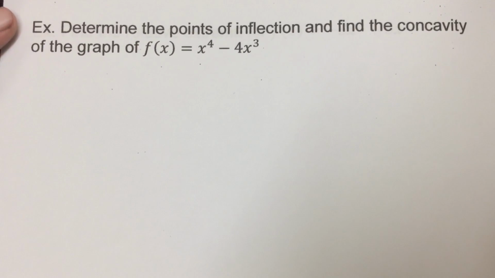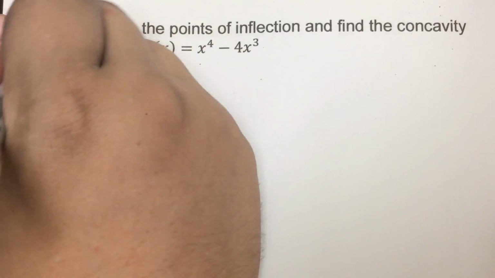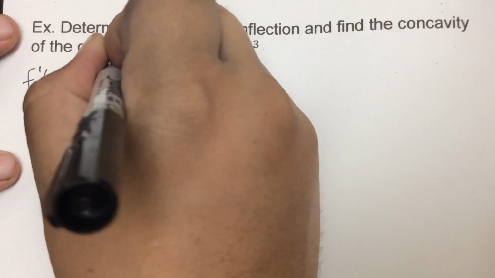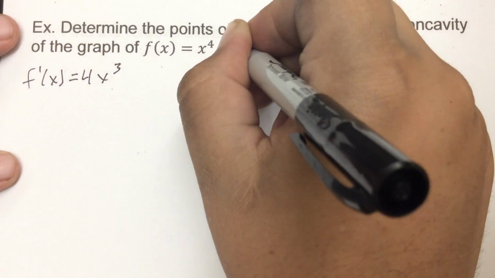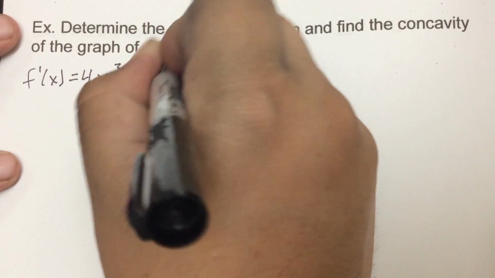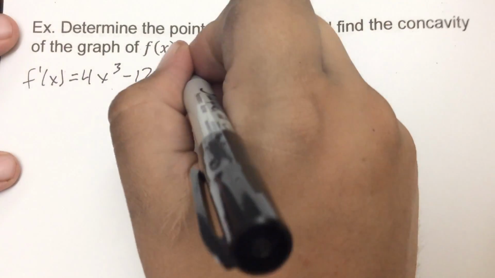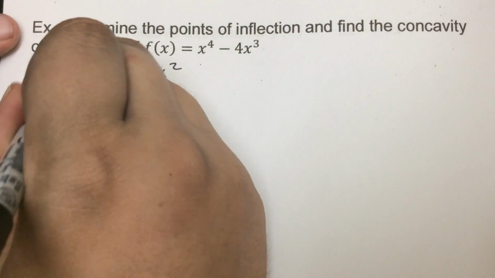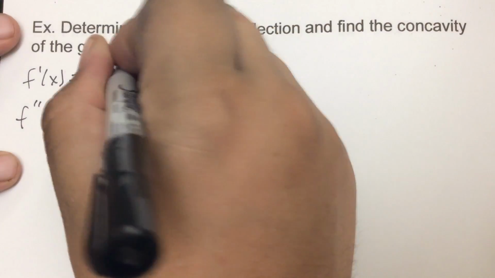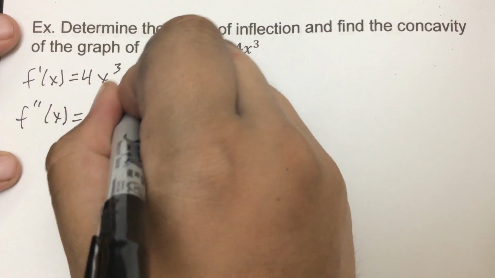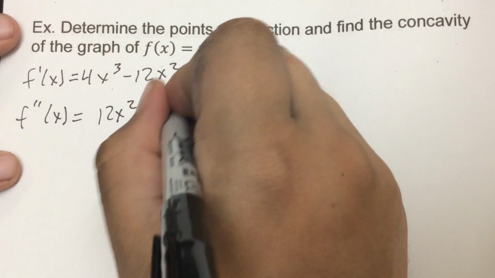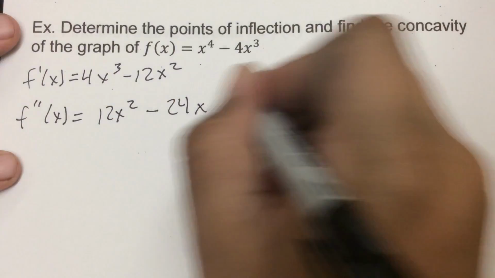But if we do this one, x to the fourth minus 4x to the third. So first derivative would be 4x to the third. Bring the 3 down, we have minus 12x squared. Second derivative, bring the 3 and have 12x squared minus, bring the 2 down, 24x.